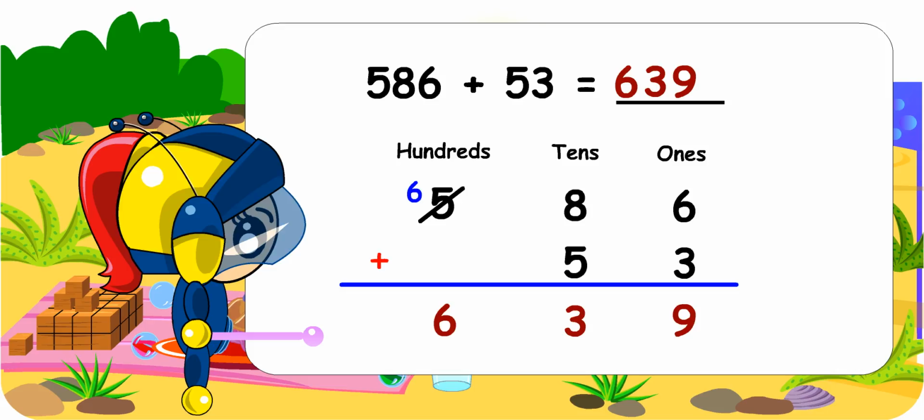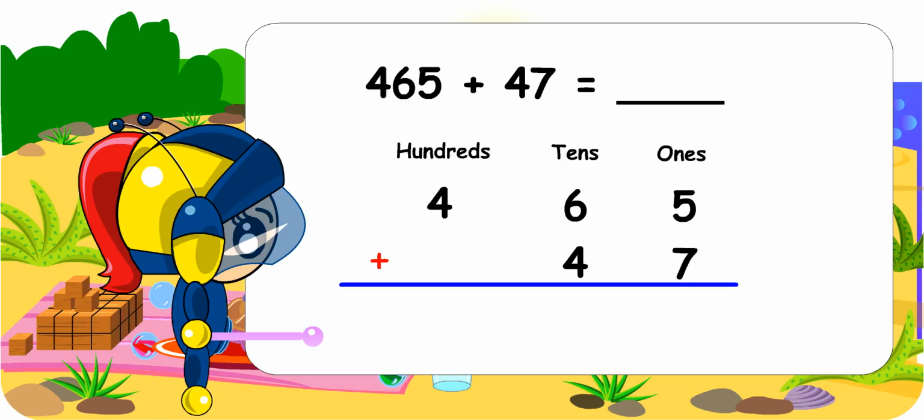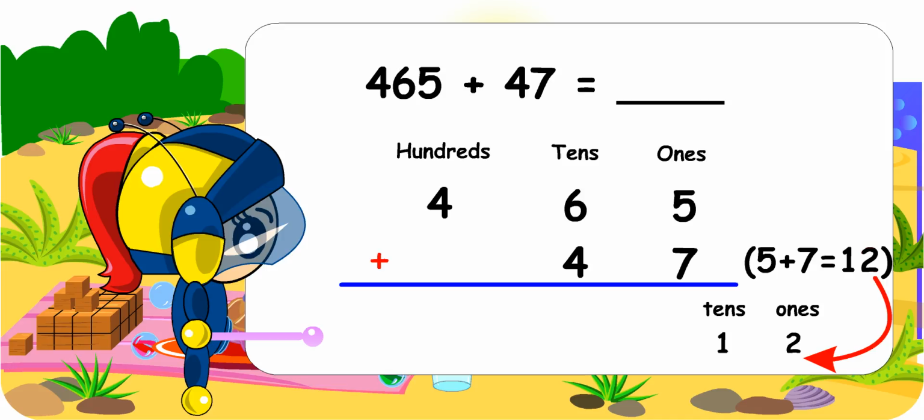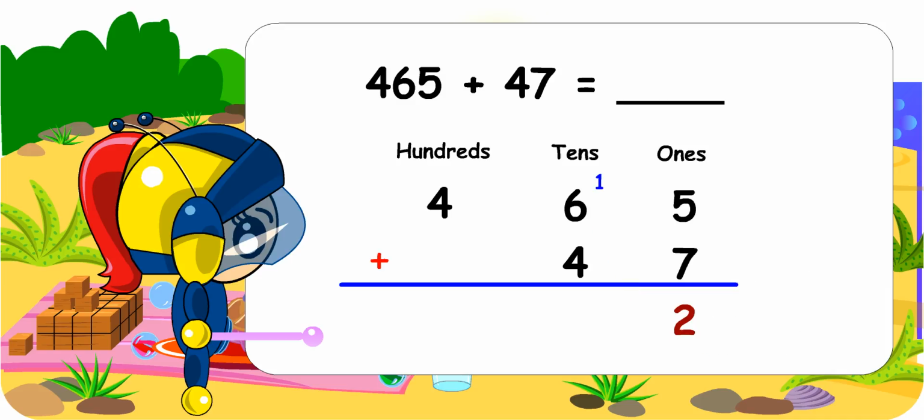Now, look at a harder question. Pay attention while I do this question step by step for you. Read the question for me. 465 plus 47. Step 1. You need to add 5 and 7 to get 12. Then, rename 12 ones as 1 ten and 2 ones, and write 2 in the ones place. Next, carry 1 ten over to the tens place. Step 2. Add 1 ten and 6 tens to get 7 tens. Cancel 6 and write 7 beside it to show 7 tens.